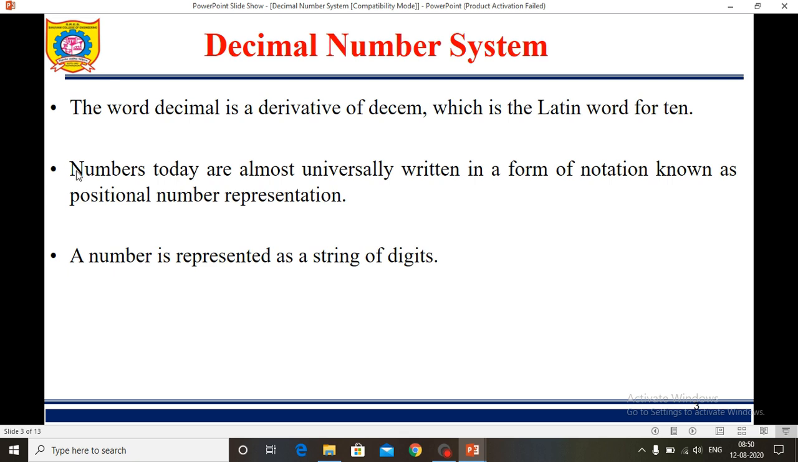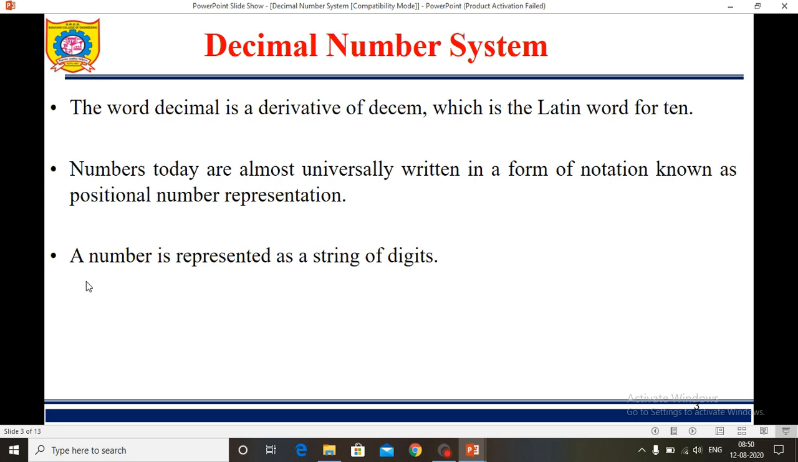The next thing it states is that numbers today are almost universally written in a form of notation known as positional number representation, right? You have already seen this positional number representation when you were in school. That is the units place, tens place, hundreds place, thousands place, 10,000s place. These are nothing but positional numbers. Whatever numbers we are using are all positional numbers: units, tens, hundreds, thousands, 10,000s, lakhs, 10 lakhs, in this way. The same way, decimal numbers are also a positional number representation.